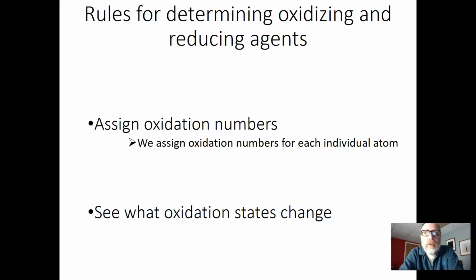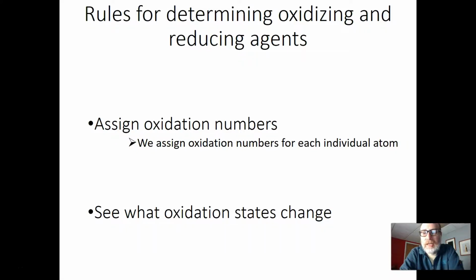All right, so now that we know how to assign oxidation numbers, we can use those to figure out what is being oxidized and what's being reduced in a chemical reaction. The first step in determining that is assigning those oxidation numbers for every atom in every compound on both sides of the chemical equation.